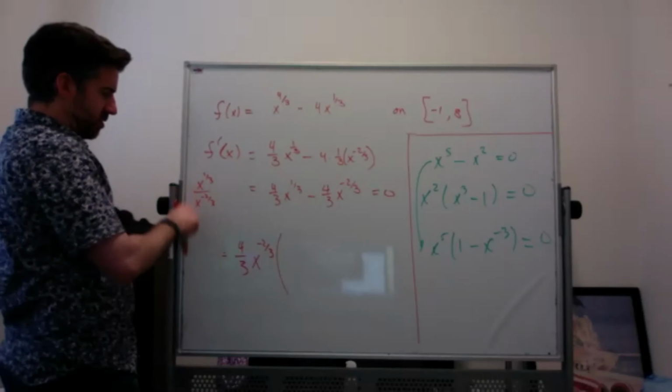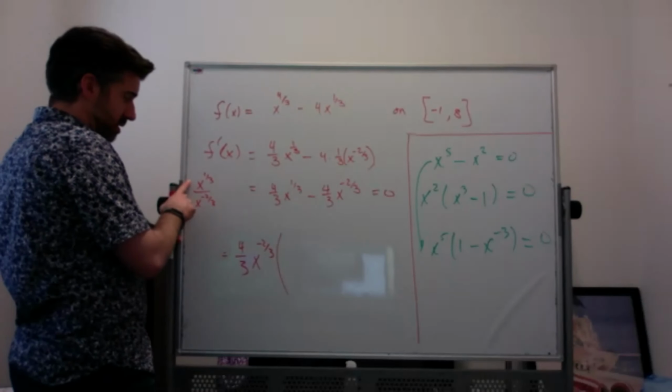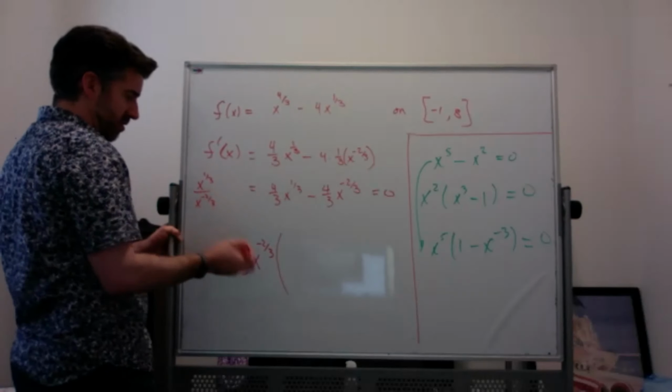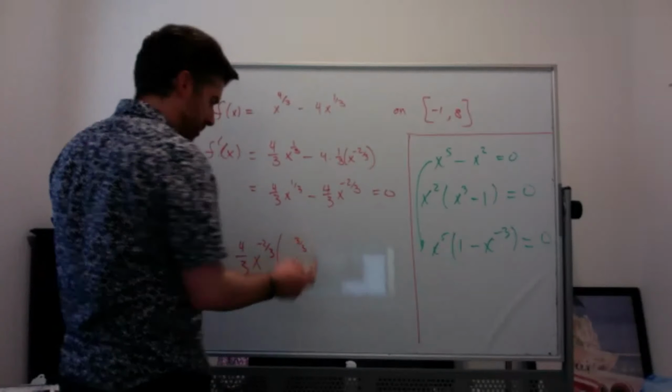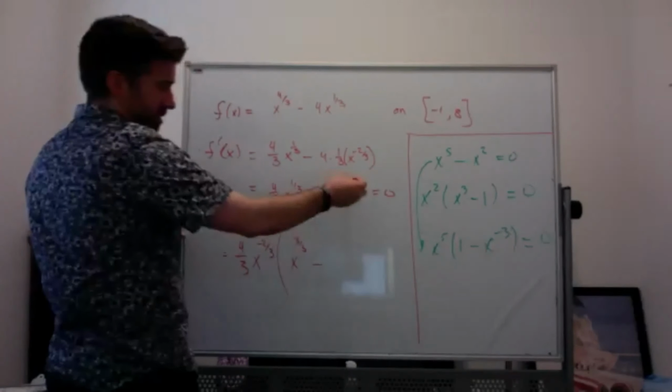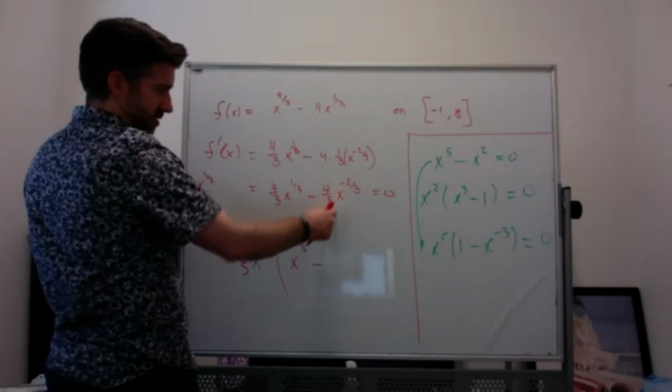And when I divide these two things, I subtract the powers. And 1/3 minus negative 2/3 is 3/3, or 1. Minus here, I'm just left with a 1. So I factor out the 4/3, I factor out the x to the negative 2/3.